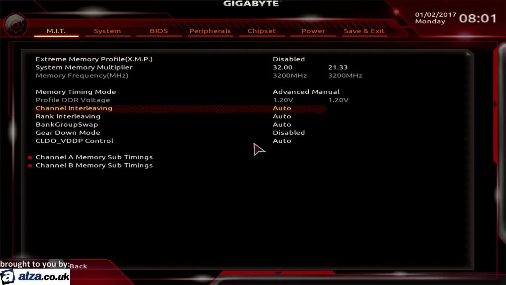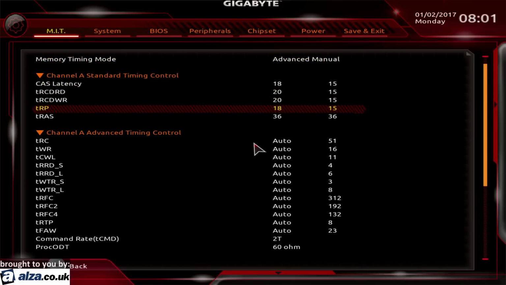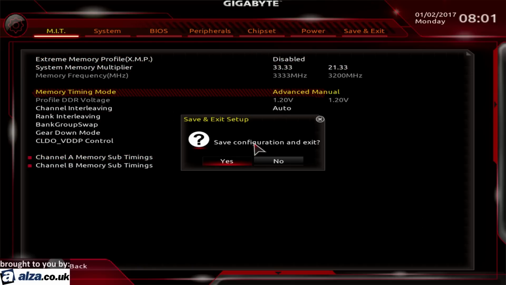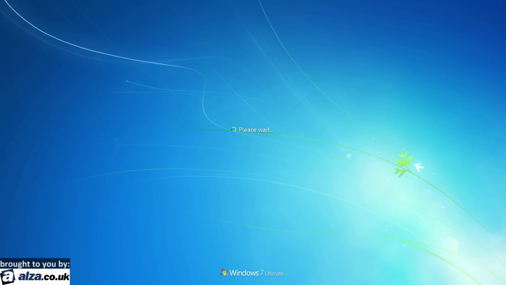And, well, just for the hell of it, I'm going to loosen this up, because this is E-die. And we're going to see if we can do 3333. I really doubt it, but maybe. Oh, come on, this hasn't worked all bloody day, and now it does? I hate RAM. I really hate RAM. Seriously, I'm not joking. This hasn't worked for like the entire day, and now it decides to post at 3333.